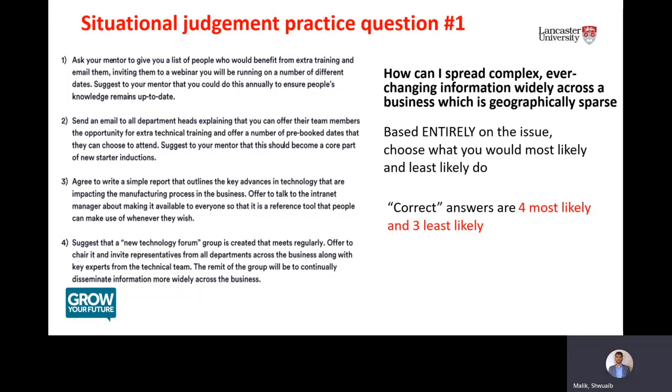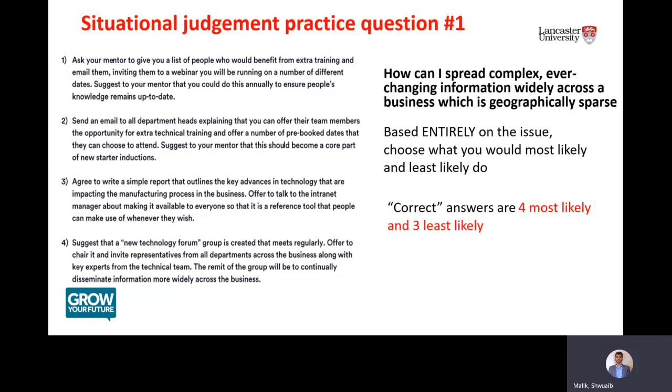What's really good about 4 is that this technology forum is interactive for a start. It can be regularly updated, which helps to solve the issue of trying to spread information that constantly needs updating. You're offering to chair it, which is great. You're showing initiative, and most importantly, you're inviting representatives from departments across the business. This is important because one of your objectives and one of the issues at hand is you need to spread this information across the business and make it widespread. A great way to do this is to invite representatives from all departments across the business.